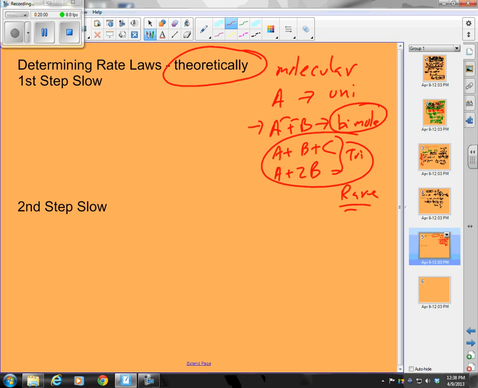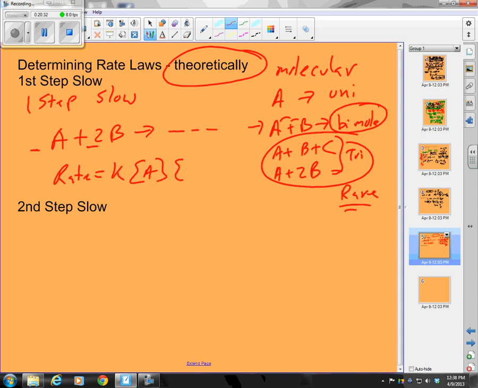Usually they're going to give us steps, and they're going to tell us the speed or the slow step. And when the first step is slow, that's easy. How do we write it? Let's say the first step is A plus 2B going to blah blah blah. If that's the case, we're going to just base the rate on the coefficients. The rate is equal to K, concentration of A, times concentration of B squared. That is if this is the first step, and we ignore any other step as long as my first step is slow.